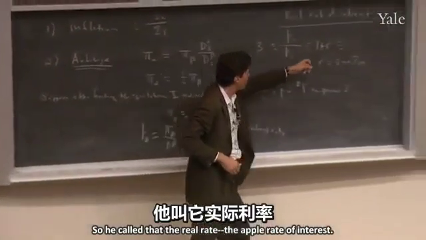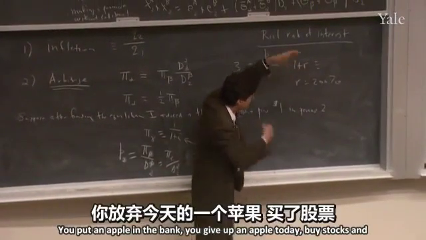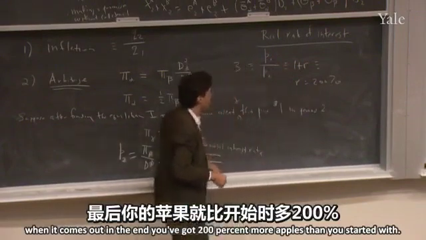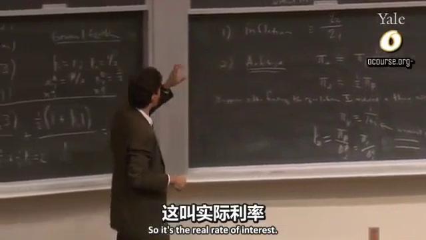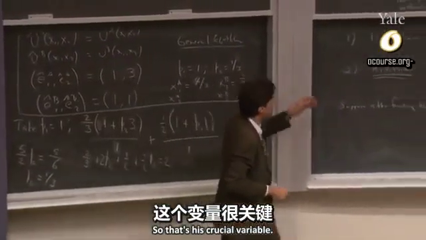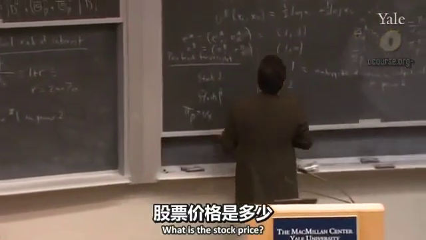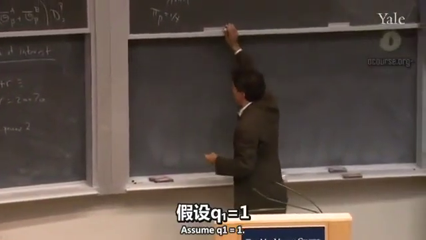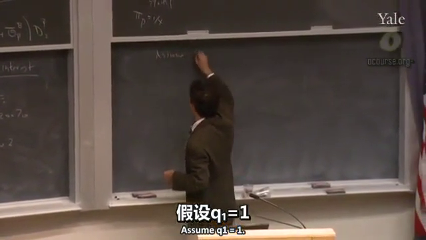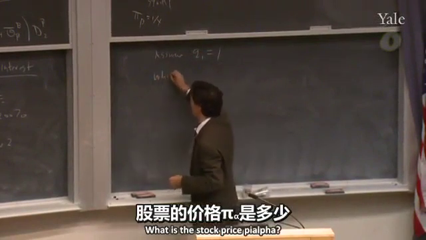So he called that the real rate, the apple rate of interest. You put an apple in the bank, you give up an apple today, buy stocks, and when it comes out in the end, you've got 200% more apples than you started with. So it's the real rate of interest. Okay, so that's his crucial variable. Now, let's go back to the original equilibrium. What is the stock price? Assume now that Q1 equals 1. Okay, what is the stock price, pi alpha?